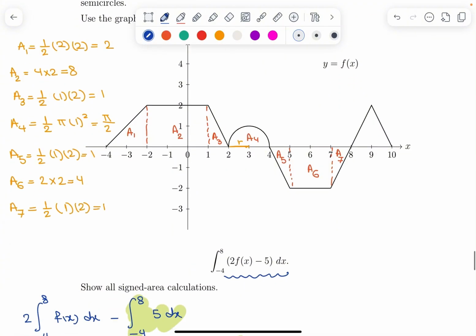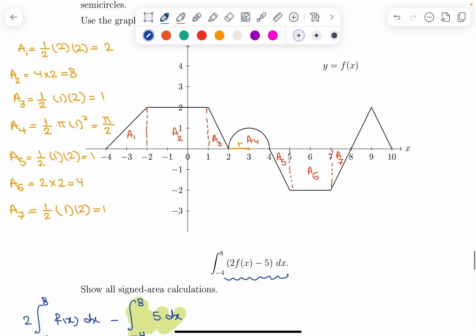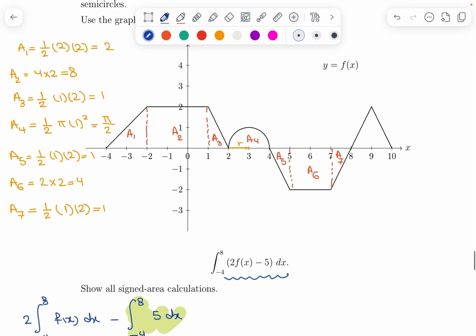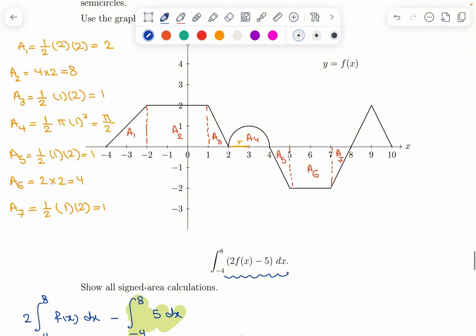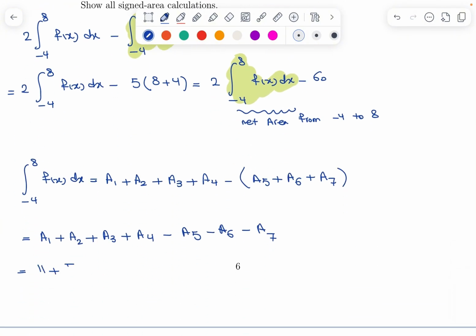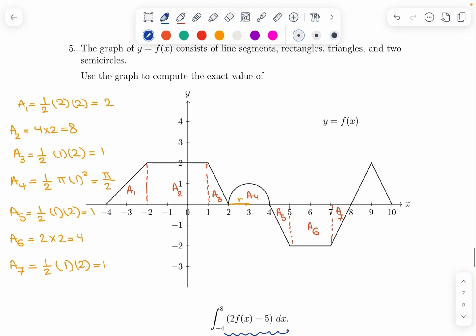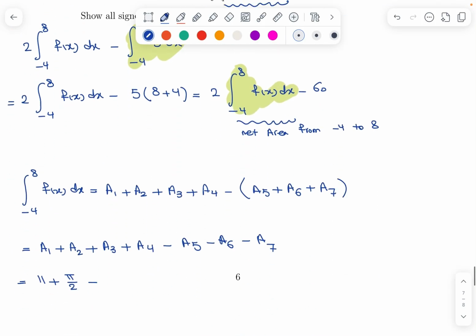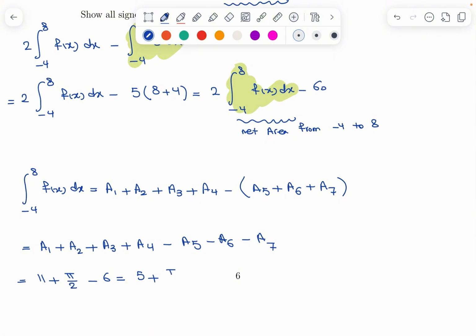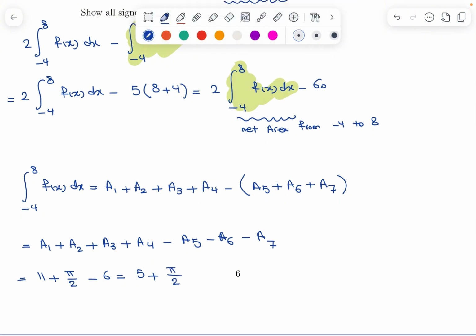So net area in this case would be 2 plus 8, 10, 10 plus 1, 11, 11 plus pi divided by 2, minus 6, which is 5 plus pi divided by 2. Therefore we could find definite integral from negative 4 to 8 of f of x dx. Now the final answer would be 2 times 5 plus pi divided by 2 minus 60, which is 10 plus pi minus 60, which is pi minus 50. So the final answer would be pi minus 50.